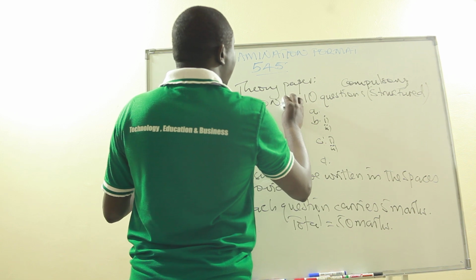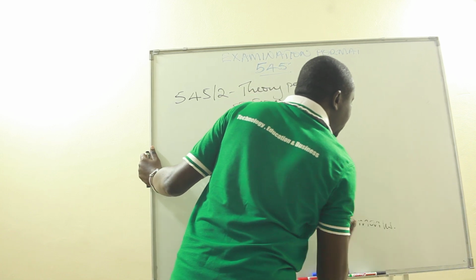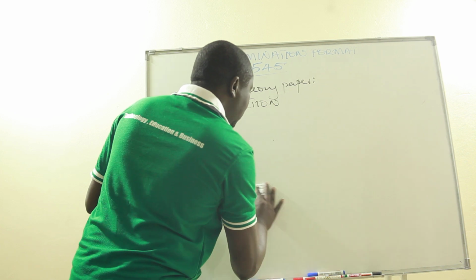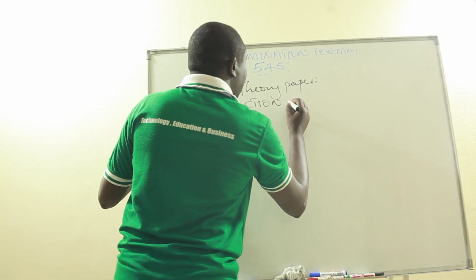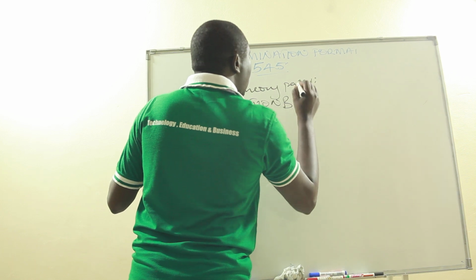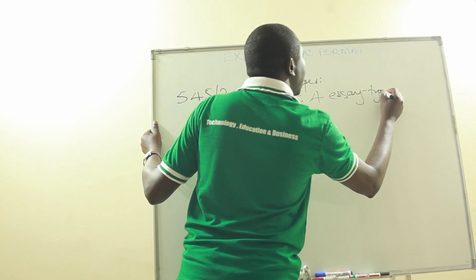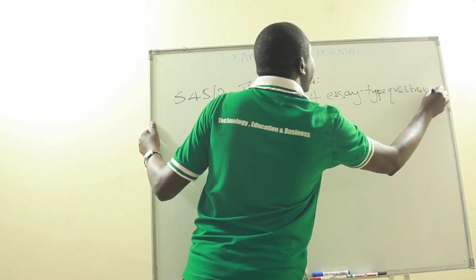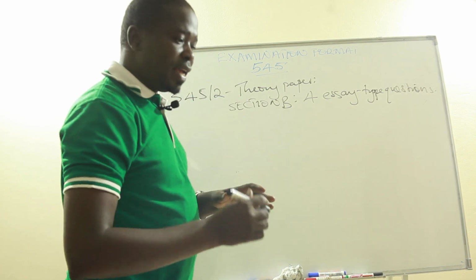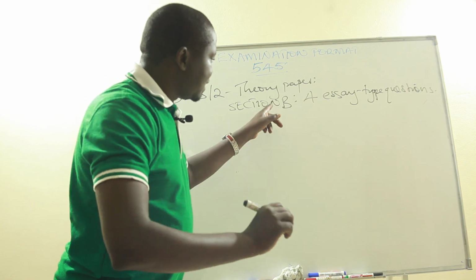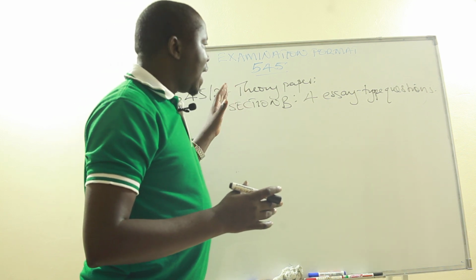Let us also look at section B. Section B is also part of paper 2, and they are also what we call theory questions, but section B consists of 4 essay-type questions. These essay-type questions, you'll write their answers not in the spaces provided, but you'll be given what we call an answer booklet, a separate answer booklet, which will write the answers, and then it will be attached to the paper bearing section A.